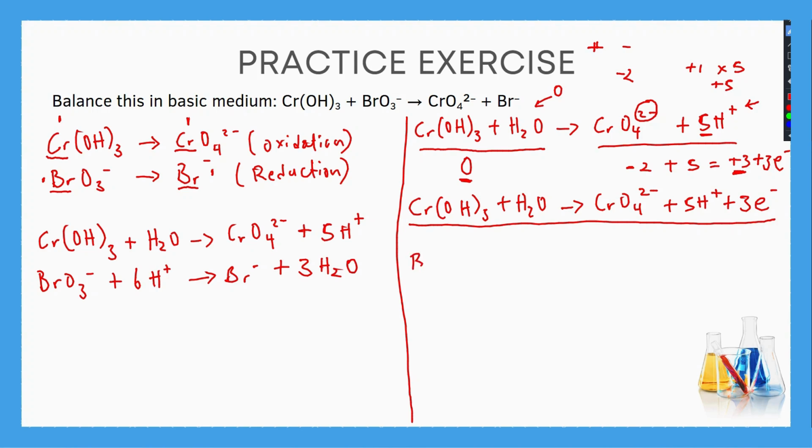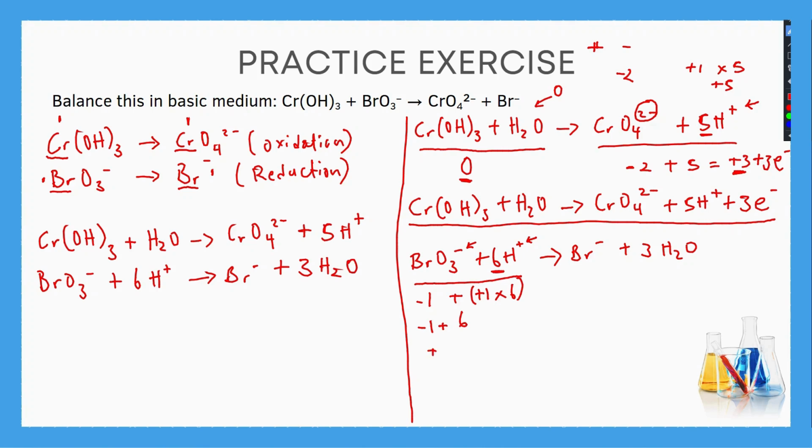For the second equation, we have BrO₃⁻ plus 6H+ giving us Br⁻ plus 3H2O. Now on the left hand side, how many charges do we have? We have a minus sign here, which indicates a charge of -1, plus we have a plus here, which indicates a charge of +1 times the number of atoms that own that charge, which is 6. So the total charge here becomes -1 plus 6. So the total charge here is +5.